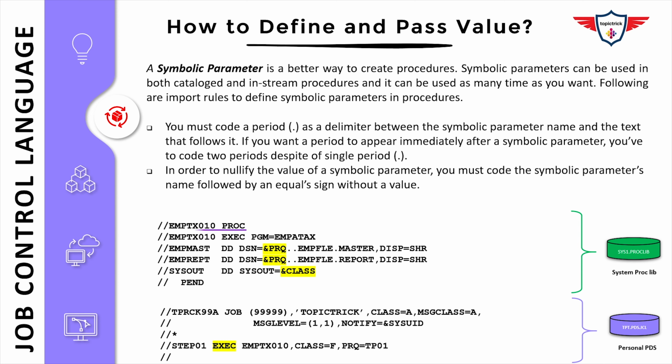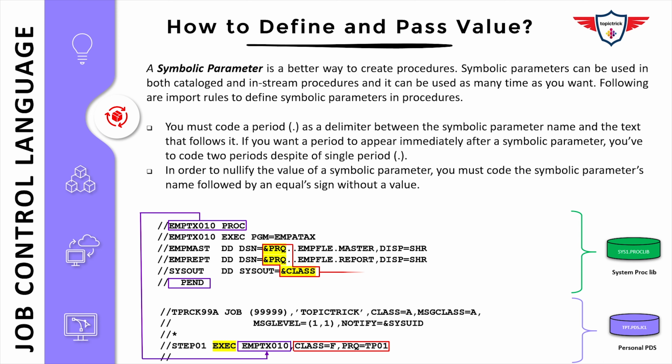Now let's look at the following example. So in this example you have a catalog procedure and a JCL which is calling this particular catalog procedure. So in this procedure I have used two symbolic parameter. First one is &PRQ and the second one is &class, and I'm passing the value of these two parameters from the JCL. And if you notice that the JCL execute statement is used to pass the value of these symbolic parameters. So for class I am passing the value as F, and for high level PRQ qualifier I am passing the value as TP01.